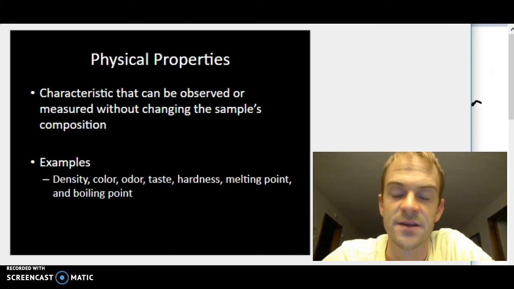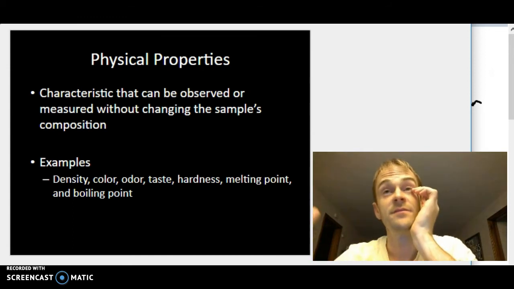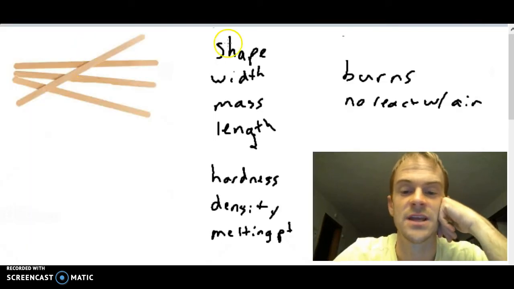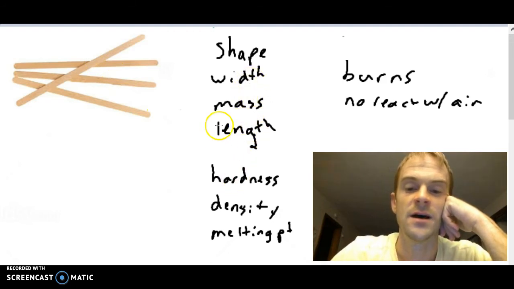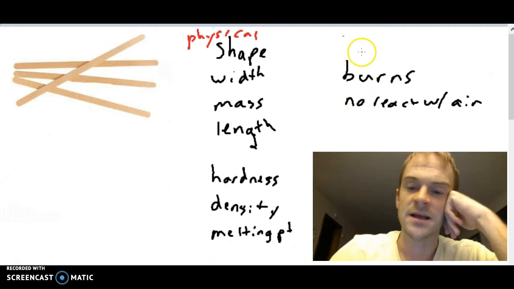So remember I said a substance always has the same composition, the same thing that it's made up of. So if it's a physical property, we can see that without changing it into something else. So I can see the width of wood, I can measure that without changing it from wood into something else. Same with mass and length. So these would all be what we call physical, and even those at the bottom: hardness, density, melting point. I can observe all of those things without changing it into something else.